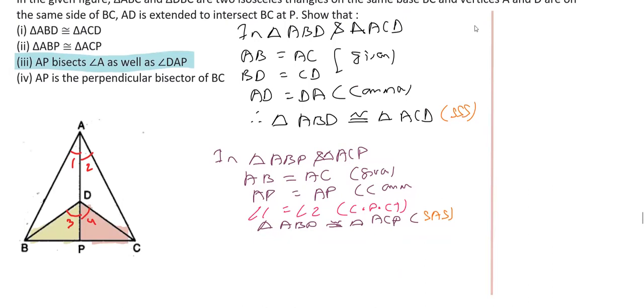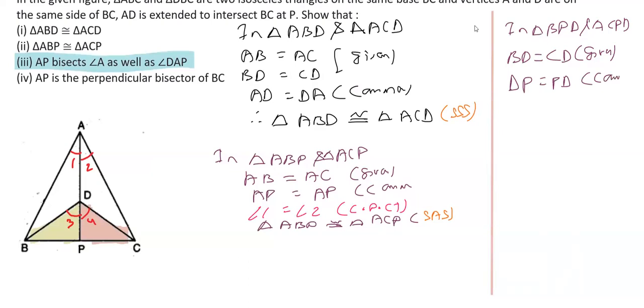As we discussed, we are considering these two triangles, that is triangle BPD and triangle CPD. We have BD is equal to CD. This is given. We even have DP as common. DP and PD are the common sides. And we can write BP is equal to PC.